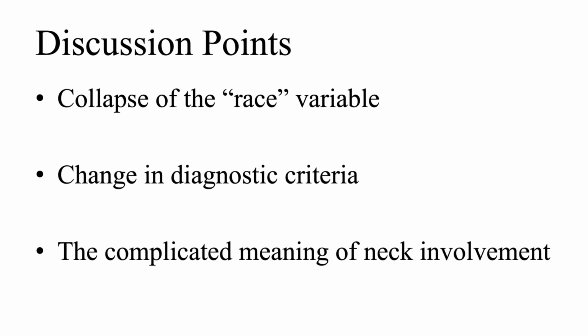So there's a couple discussion points. One was this collapse of the race variable. Basically, we didn't have a lot of other types of race other than white. So we ended up having to combine Black, Asian, Native Pacific Islander, things like that, all into one category, which may have affected our results and could have potentially skewed things one way or the other. We also know that there were a lot of unknown ethnicities and races for a lot of our patients, up to 20%.